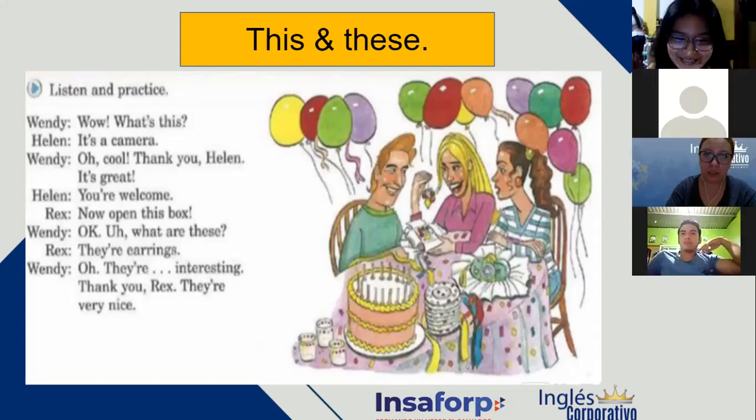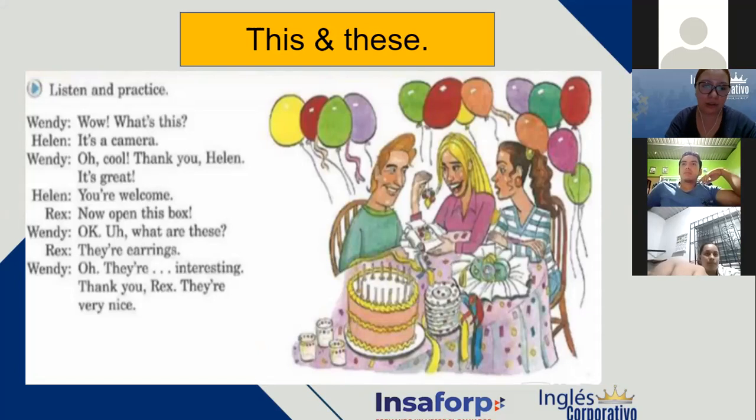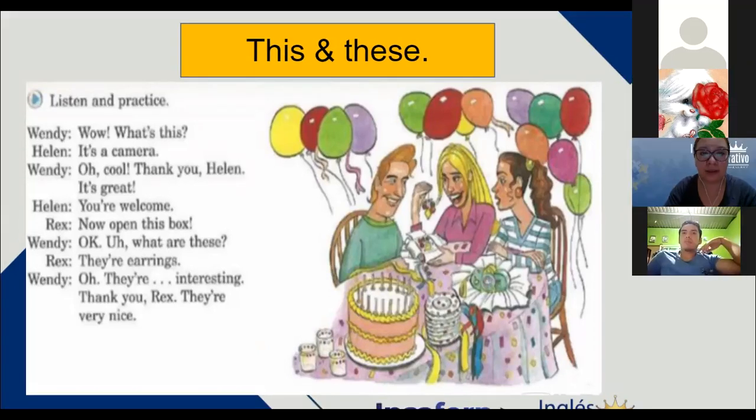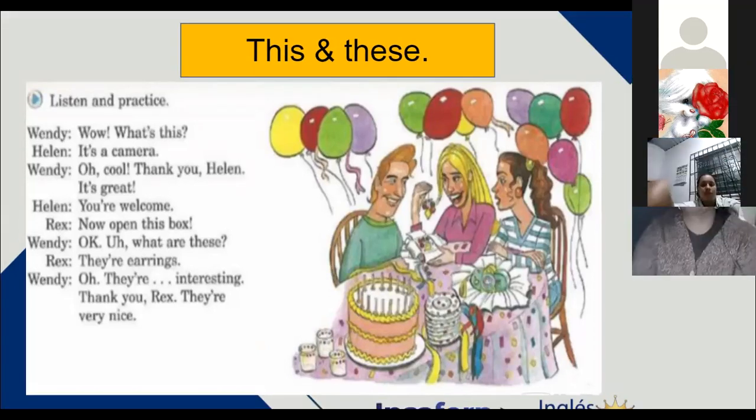So we need three volunteers. Uno va a ser Wendy, otro va a ser Helen, y otro va a ser Rex. David, usted va a ser Wendy, Sandra, Helen, y Verónica va a ser Rex. Empecemos, please.